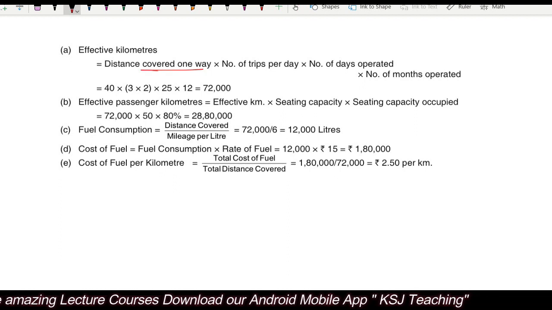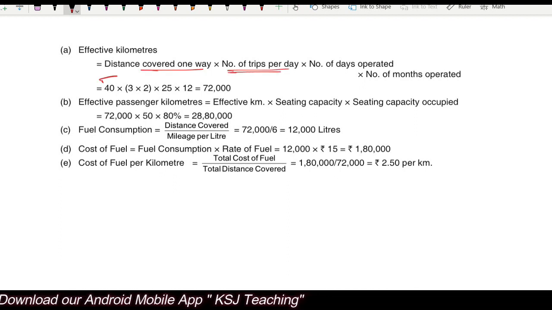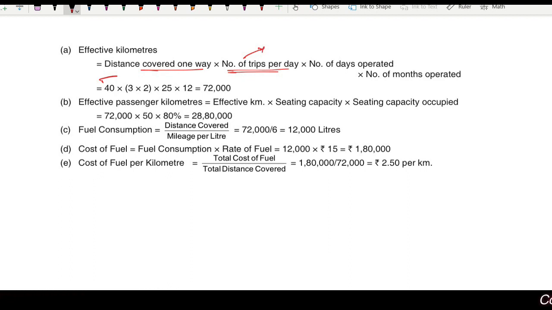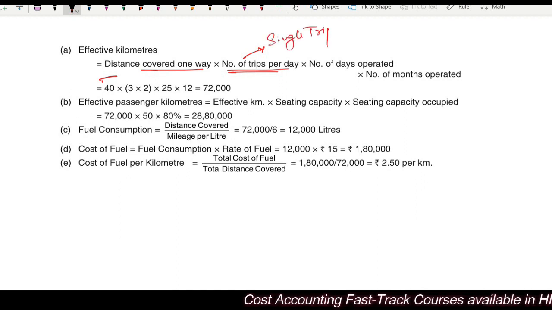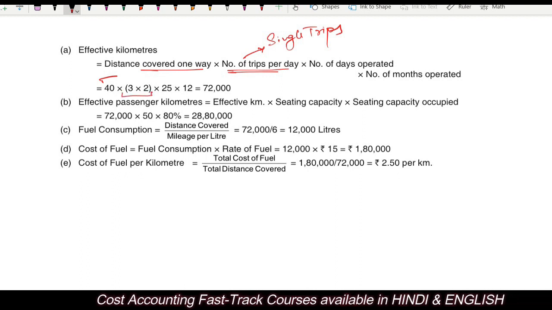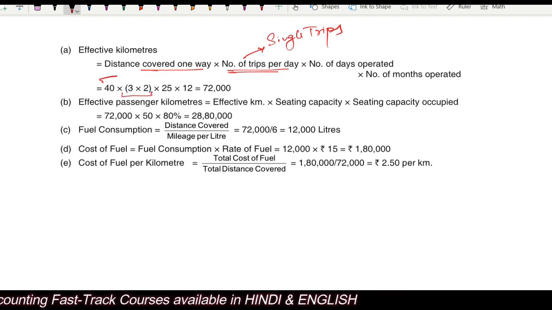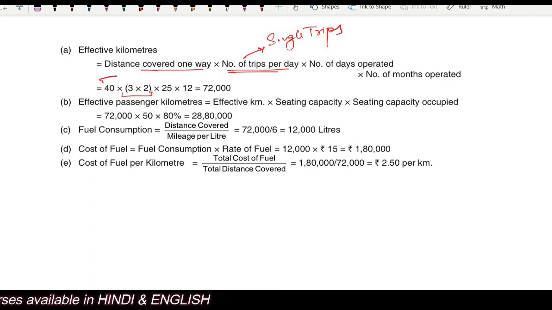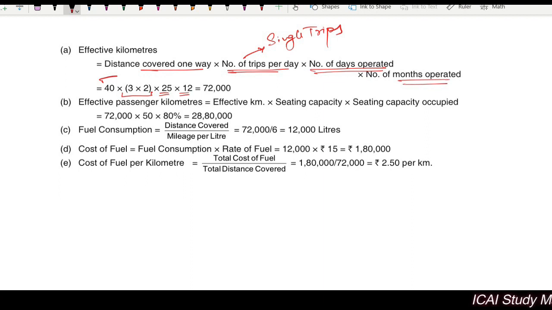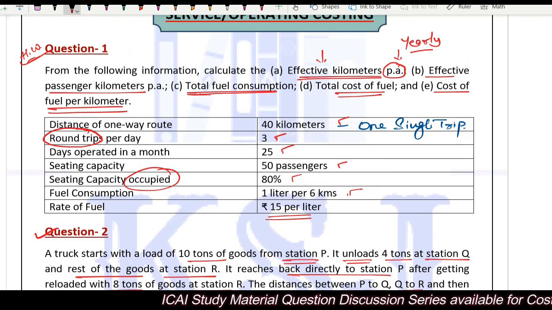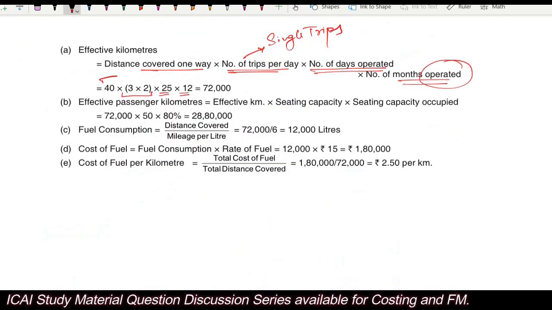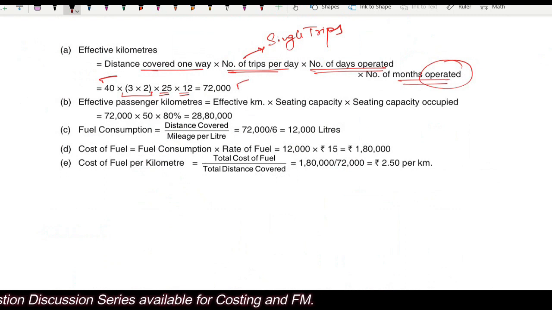Distance covered one way, 40 kilometers given, multiplied by number of trips per day. Number of trips per day means for this distance, for 40 kilometers, how many trips, right? It will be single trips. How many? 6. 3 into 2. 3 round trips multiplied by 2 because one round trip is equal to 2 single trips. And number of days being operated in a month, that is 25, and number of months being operated is 12. And, sir, why have we taken 12? Because the question says that you have to calculate per annum. Right? So 72,000 effective kilometers.